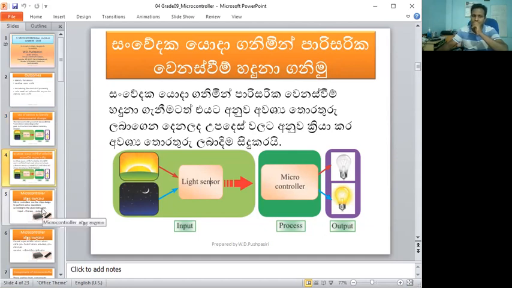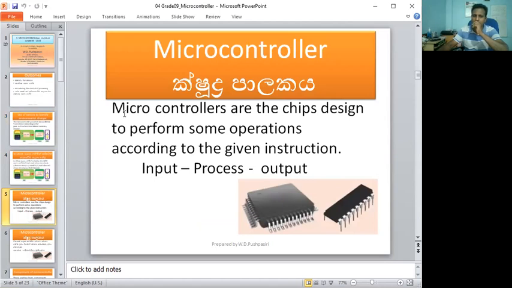And now next one is microcontroller, right? This is what microcontroller is. Microcontrollers are the chips designed to perform some operations, right? So it's a chip, or a combination of diodes, condensers, transistors. All these are the combination of that. There are many gates built in, right? So this is a circuit designed to do some purpose, some activities, right?